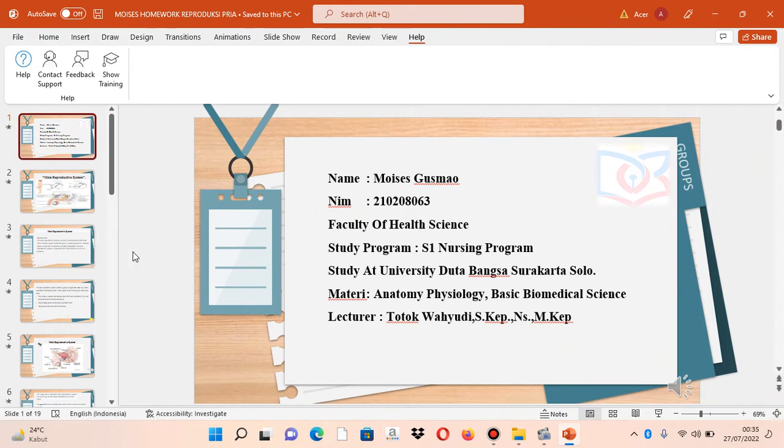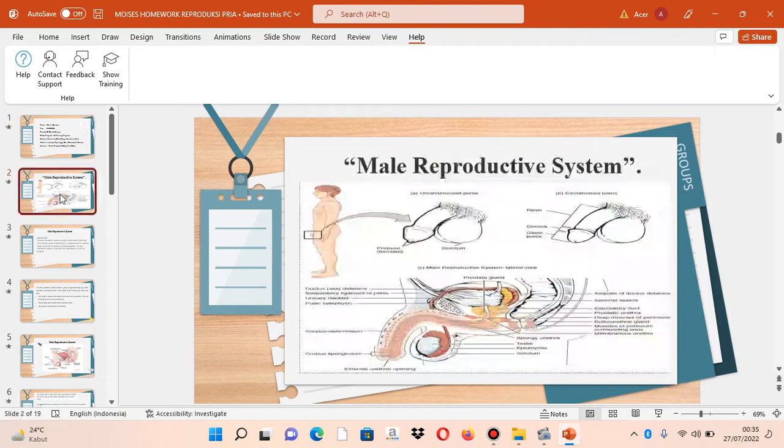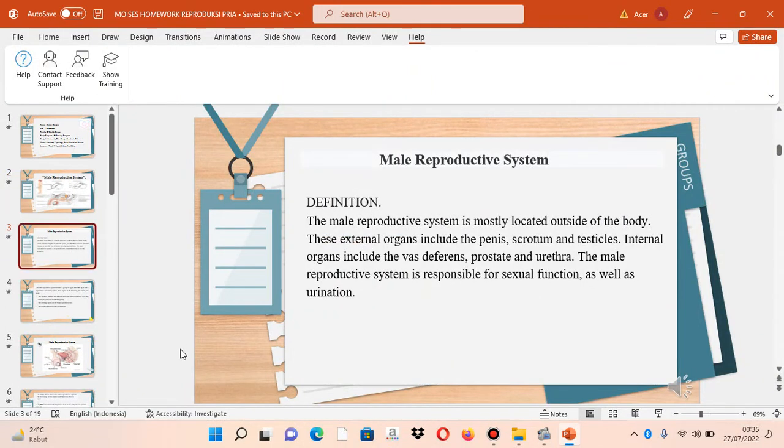Okay, we are directly starting the presentation about the male reproductive system. This is an image or photo about the male reproductive system. The next is the male reproductive system definition.